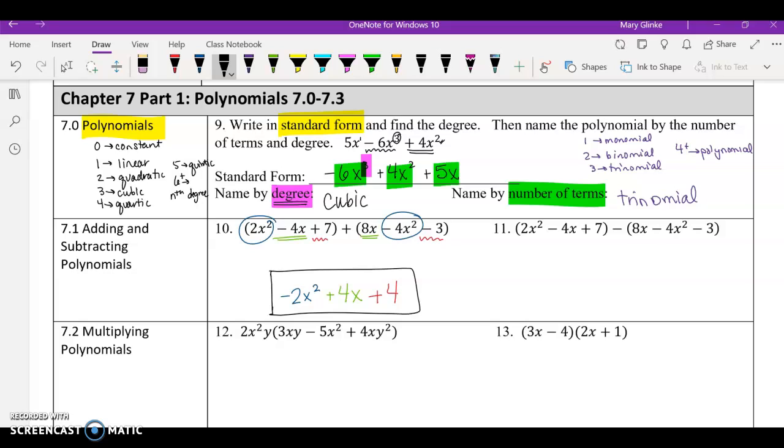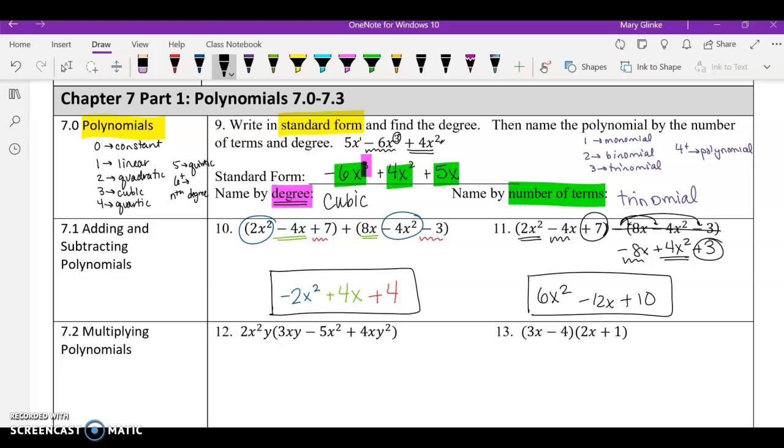When we had something that had a minus sign in between, we said, okay, we don't like that minus sign there, so we're going to distribute this negative sign to everything after it. So we're going to write minus 8x plus 4x squared and plus 3. Now we combine like terms from this stage. 2x squared and 4x squared would be 6x squared. Negative 4x and negative 8x would be negative 12x. And 7 and 3 would be 10. So that's your answer when you had those two same things but with a minus sign in between.